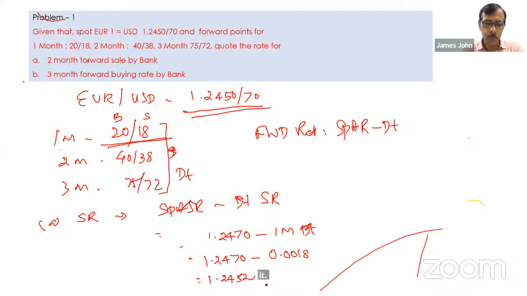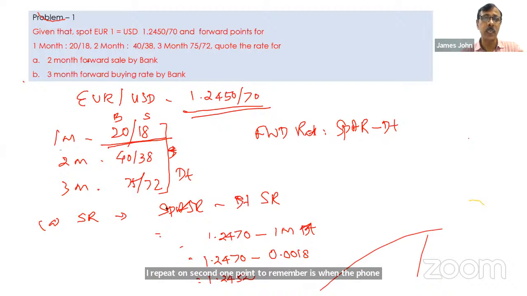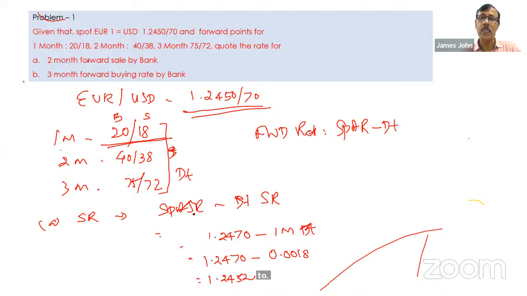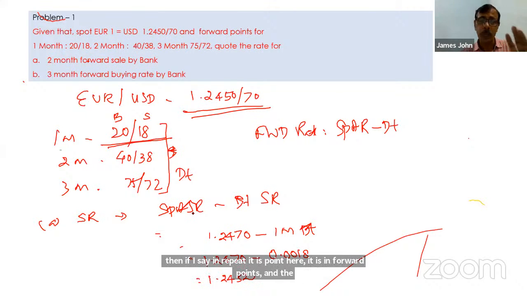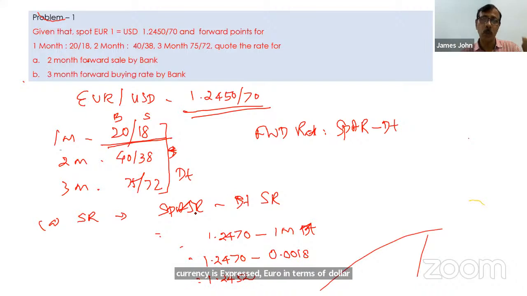Is it clear? I'll repeat once again. One point to remember is when the forward points are given in points, like 20/18, you have to convert them to 4 decimals. Sometimes it will be in paise, where the rate will be dollar in terms of Indian rupee. Then suppose it is 20/18 paise, you can take it as 0.20 and 0.18. Here it is in forward points, and the currency is expressed as euro in terms of dollar. So it is nowhere Indian rupee, so paise is not there. So you have to make it 4 decimals.